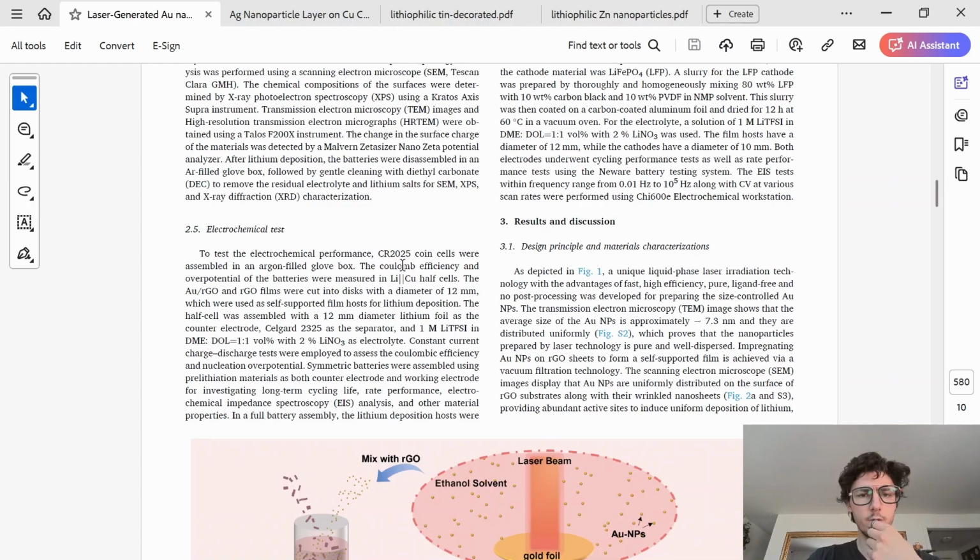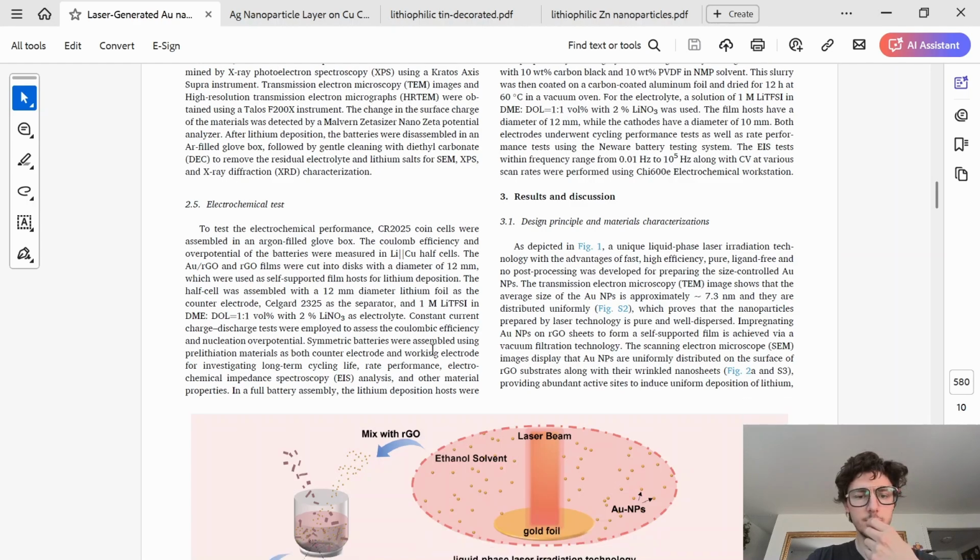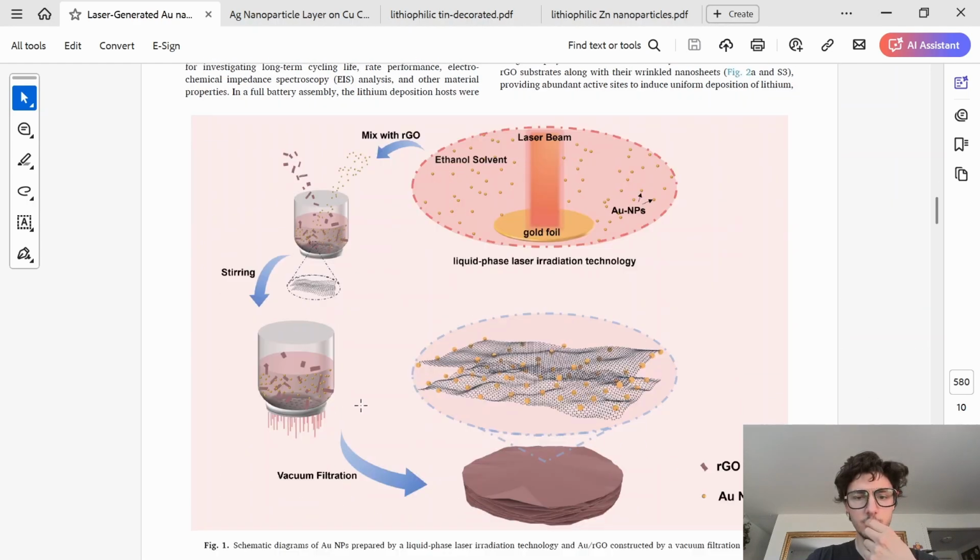To test the electrochemical performance, a CR 2025 coin cell was assembled in an argon-filled glove box. The coulombic efficiency and overpotential of the batteries were measured in lithium copper half cells. Okay, I'm not going to read too much of that, but they tell you some information here. I got an interesting picture here. This picture looks similar to the abstract that we had before.